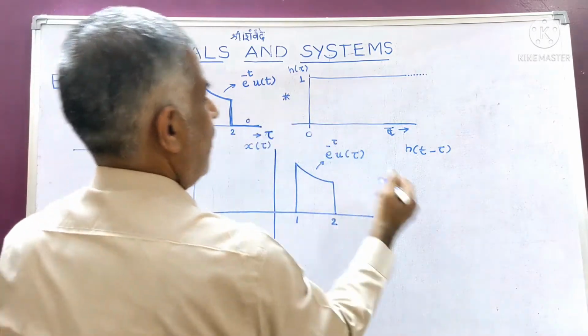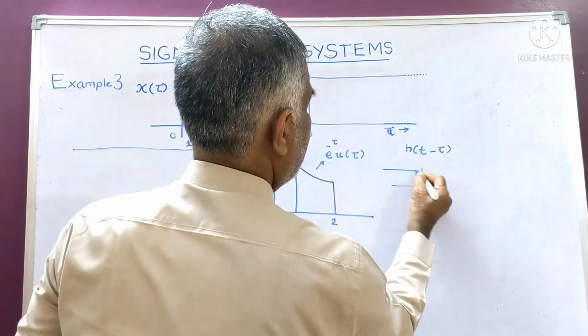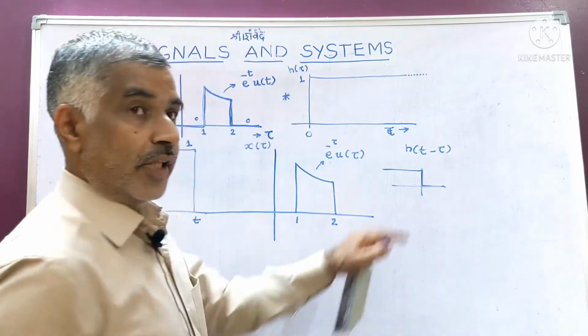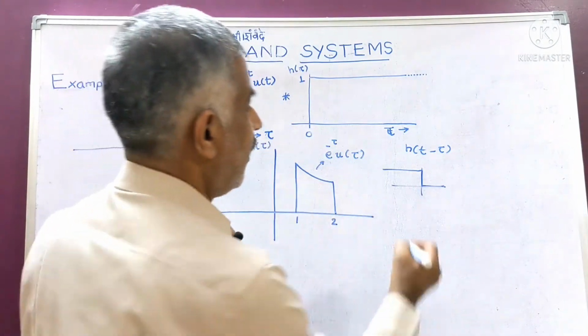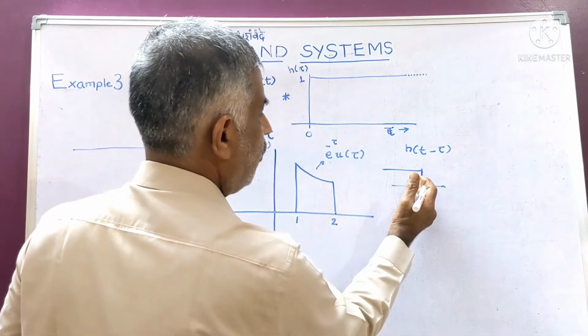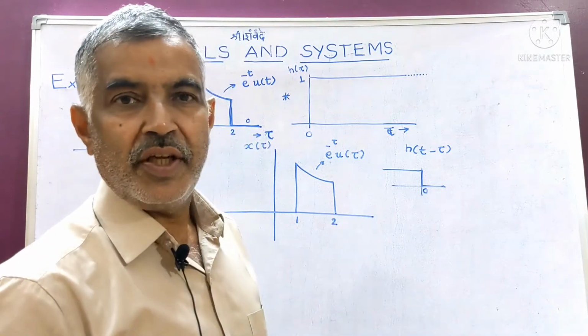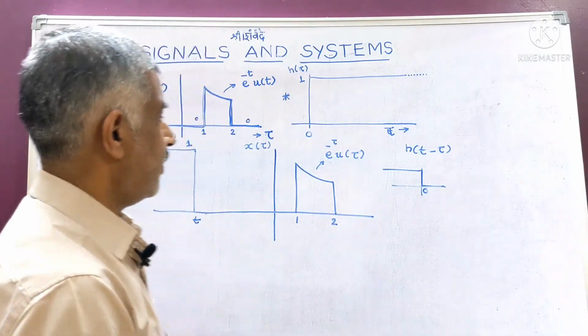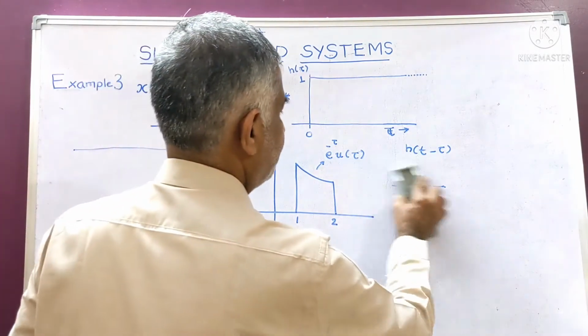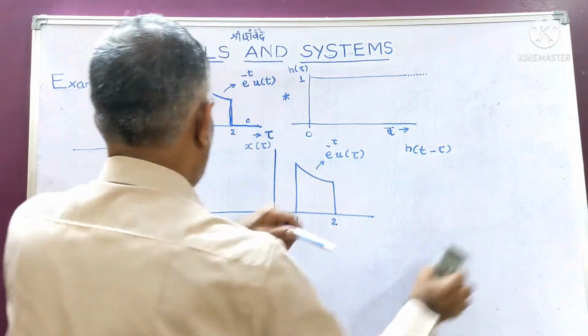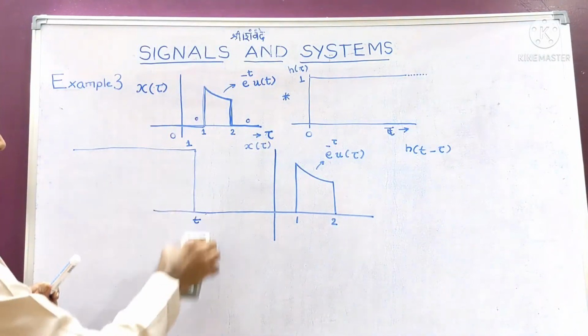Because if you take the mirror image of this, it will be like this. Then you are going to shift it by t units. Therefore, earlier it was at 0. Now if you shift it by t units, it is called t edge. That is why this is called t edge.